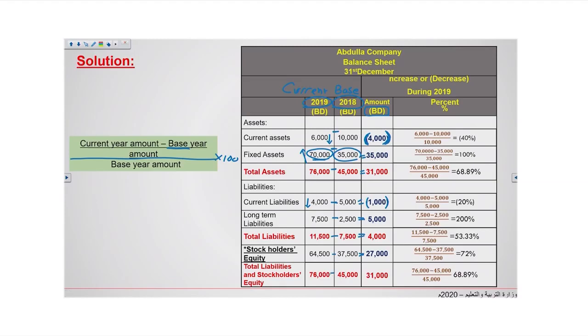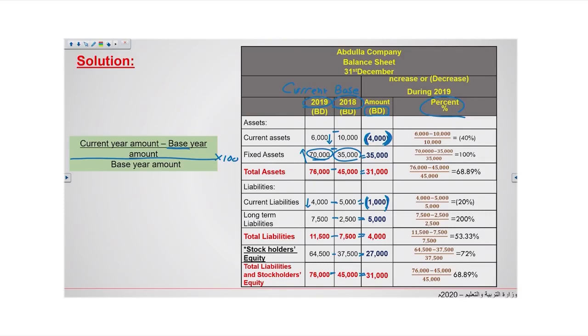For total liabilities and stockholders' equity, also the same. Okay, so when the current year is less than the base year, the amount will be minus. We have to put it between brackets. Okay, let's see how to calculate the percentage. We will apply the formula.